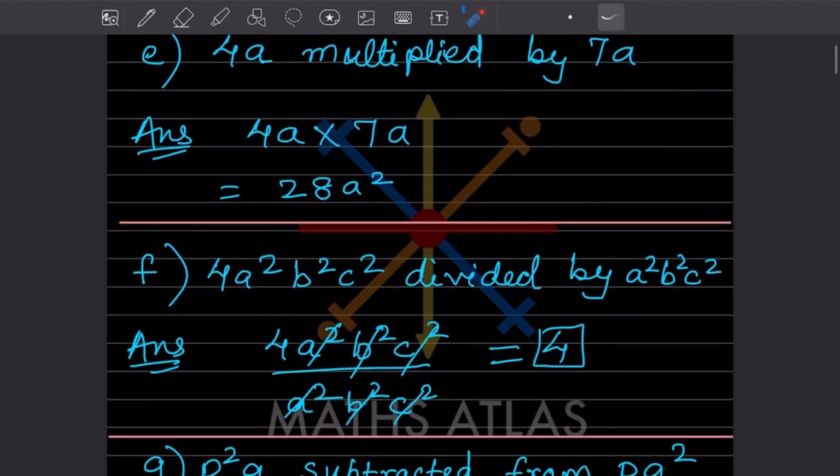Now 4a square b square c square divided by a square b square c square. So here what did I do? I did it in the vertical way, so it becomes easy for this calculation. So I wrote here 4a square and this divided by this. So now what happens here? This and this gets cancelled off. This and this gets cancelled off. This and this gets cancelled off. So what remains over here is 4.